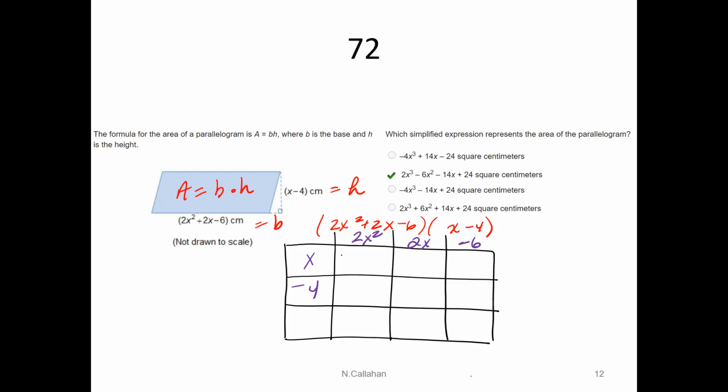So for the first answer, it's just going to be 2x squared times x. That's going to be 2x to the third. Next one, 2x times x is 2x squared. Negative 6 times x is negative 6x. So I filled out that first table for you guys. I want you guys to try to see if you can fill out the bottom table. So give that a try, you guys.